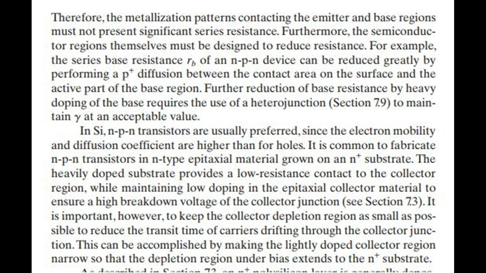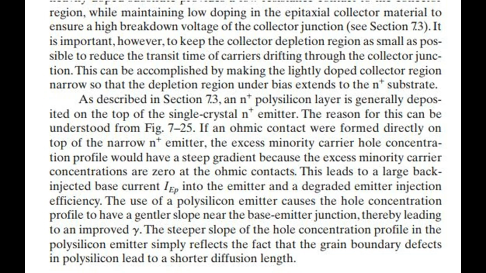It is important, however, to keep the collector depletion region as small as possible to reduce the transit time of carriers drifting through the collector junction. This can be accomplished by making the lightly doped collector region narrow so that the depletion region under bias extends to the N+ substrate. As described in section 7.3, an N+ polysilicon layer is generally deposited on the top of the single crystal N+ emitter.